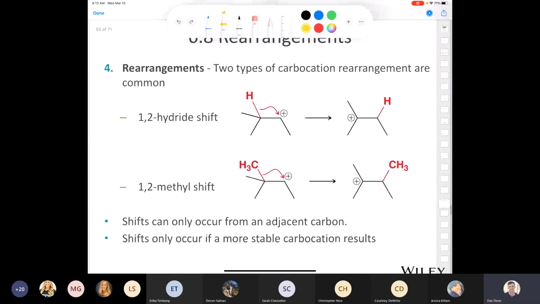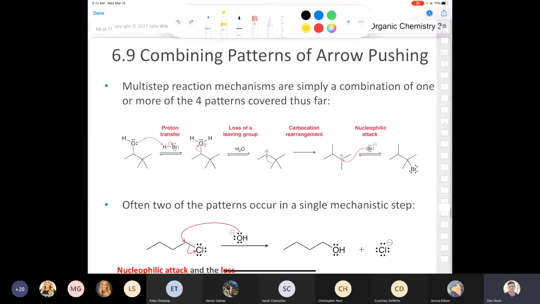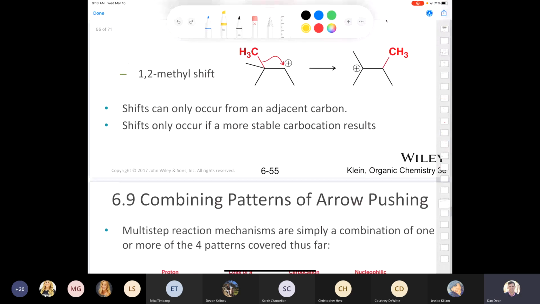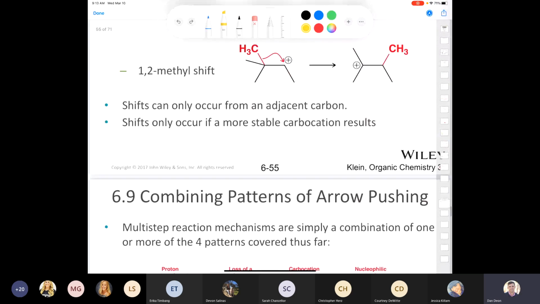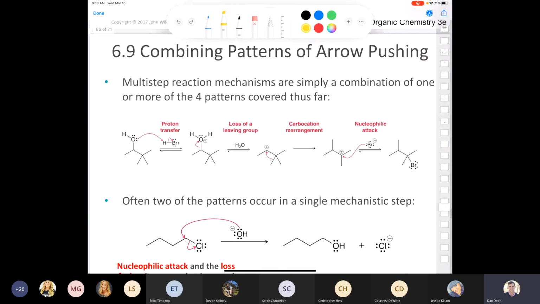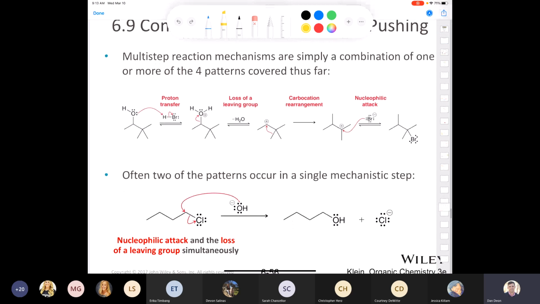And what I want to do is, next class, I want to go over section 6.8 with you pretty quickly so that we can get into section 6.9, where we really hone our skills of recognizing loss of leaving group, rearrangement, nucleophilic attack, proton transfer. You've got to be very quick at not only recognizing those, but you've also got to be able to draw those.